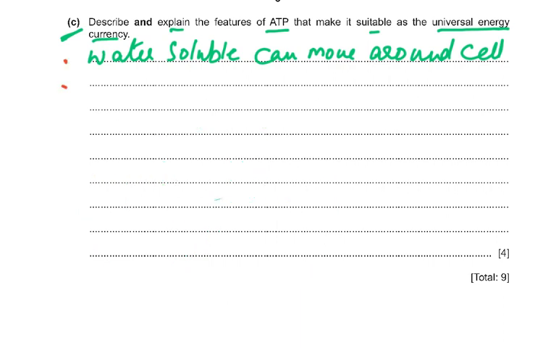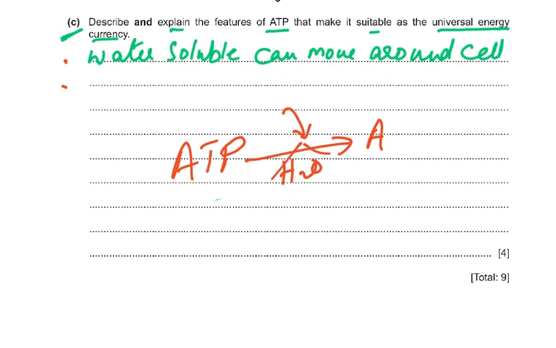The second point is hydrolysis leads to energy release. When ATP is hydrolyzed to ADP, a water molecule is added, and this water molecule is going to split into H and OH, and ADP is produced plus Pi. So loss of phosphate, or we can say the hydrolysis, leads to energy release. About 30.5 kilojoules per mole of energy is released.